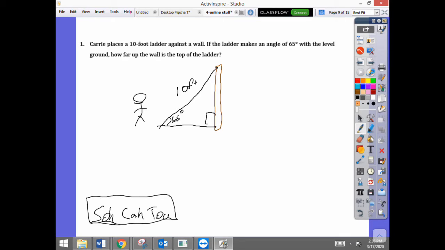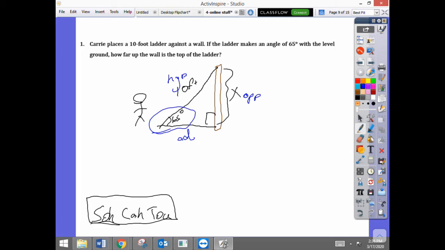We want to find how far up the wall is the top of the ladder. So we want to find this right here. I'm going to call that X. Just like with any right triangle, we know this angle. Let's label the triangle according to that angle. Which side is opposite? This side is opposite. Which side is adjacent? This side is adjacent. Where's the hypotenuse? Always across from the 90-degree angle.